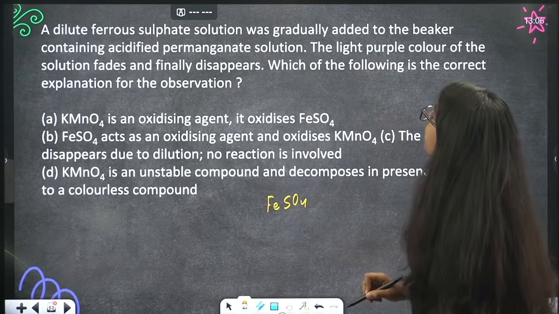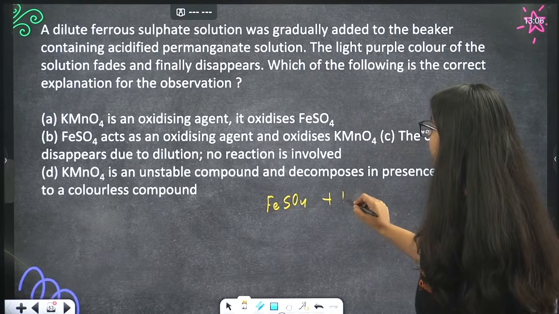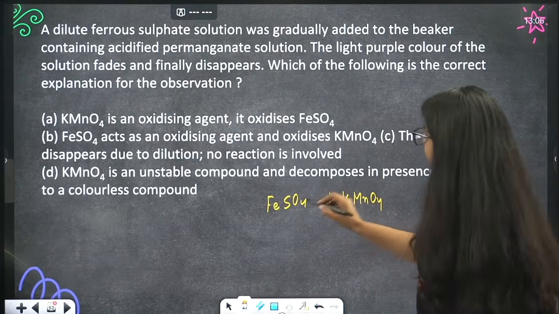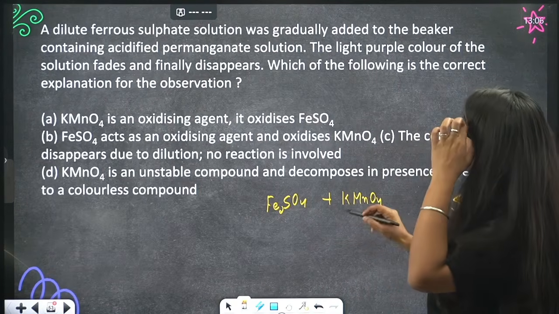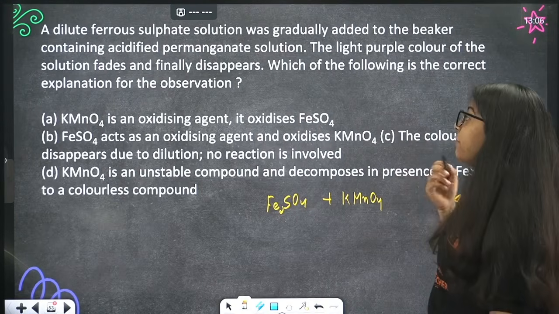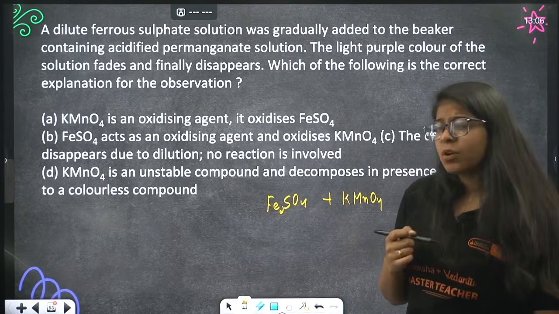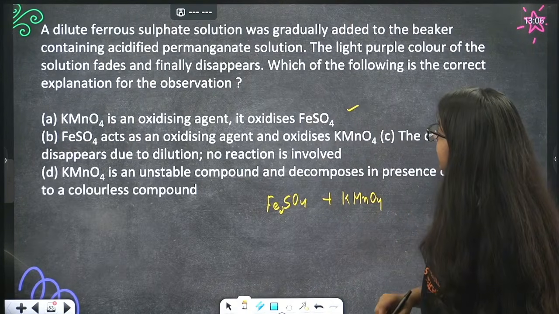FeSO4 was gradually added to the beaker containing acidified permanganate, KMnO4. Okay, FeSO4, sorry. When FeSO4 is added to permanganate, the light purple color of the solution fades and finally disappears. Which of the following is the correct explanation of this observation? KMnO4 is an oxidizing agent, so it oxidizes FeSO4.